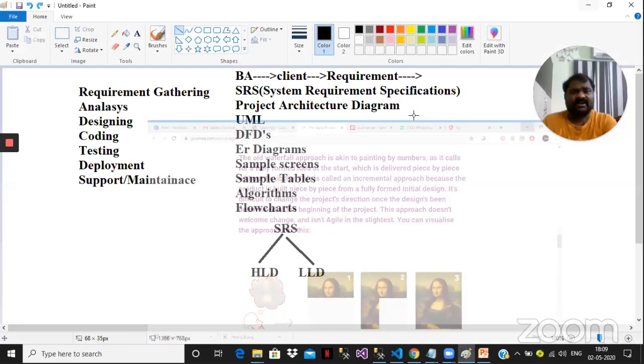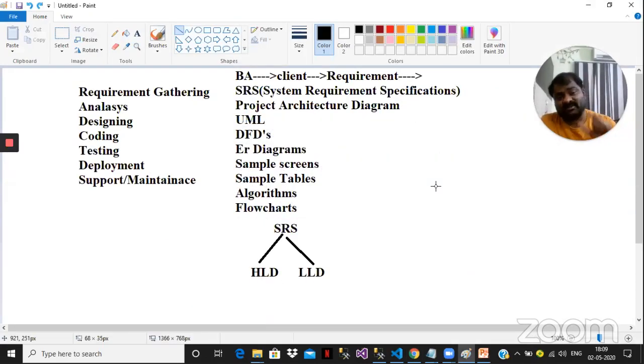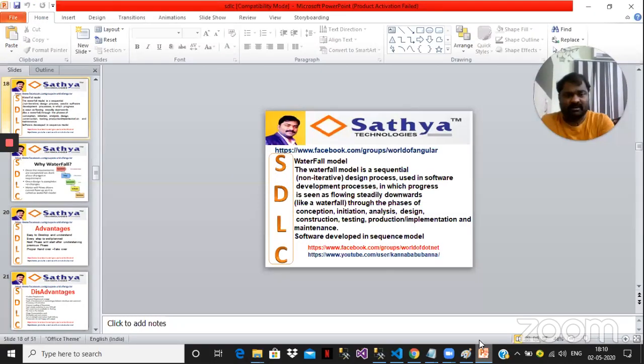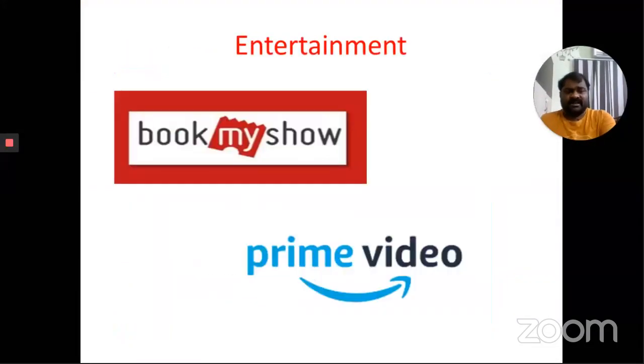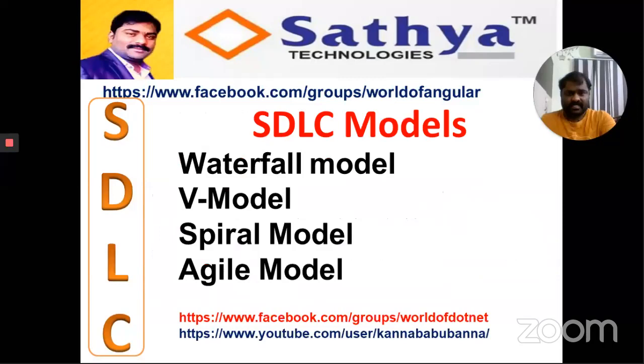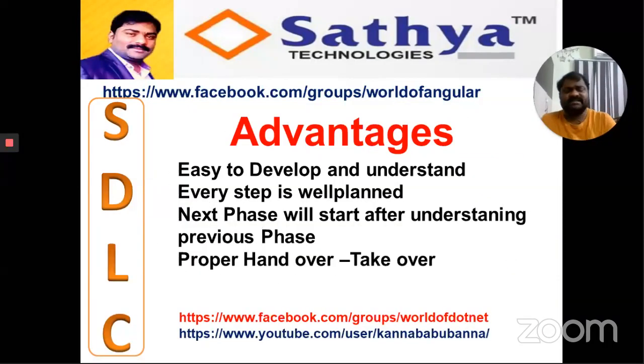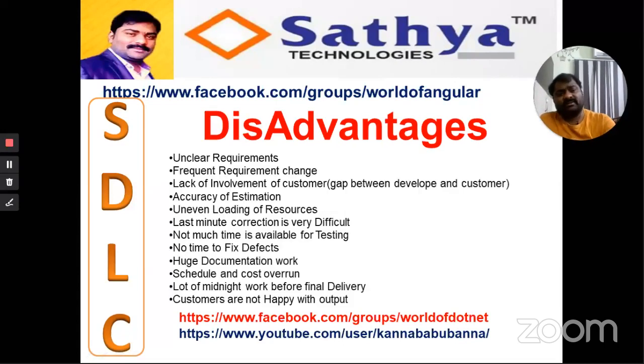In olden days, waterfall model was popular, and for small projects. So let us see what are the problems with this waterfall model and why the other models became very popular. Are you following? So easy to develop and understand. Easy, every step is well planned. Next phase will start after understanding the previous phase. Proper handover, but not proper takeover. The production cost is very heavy in waterfall model.